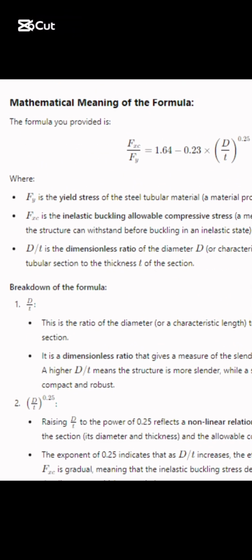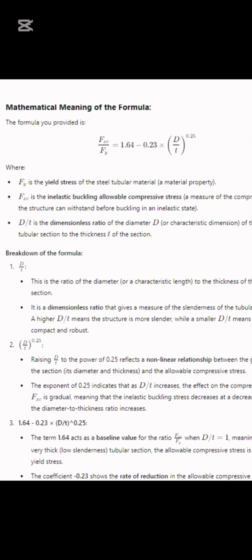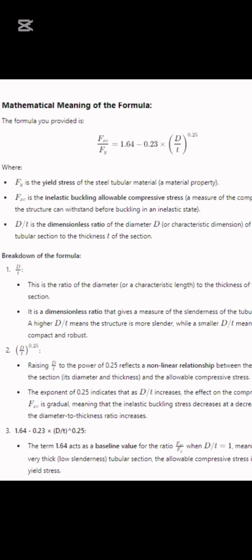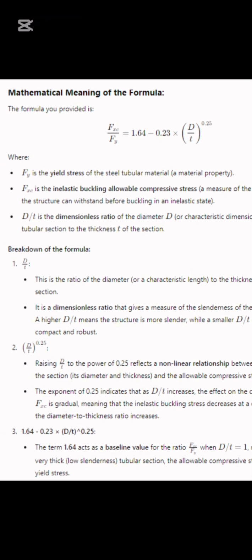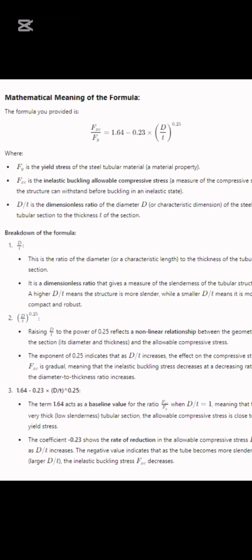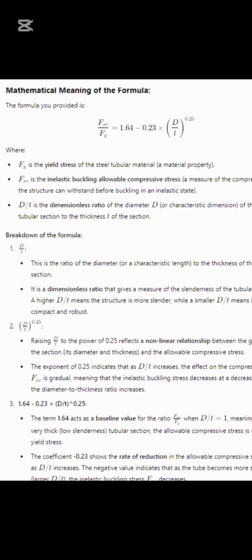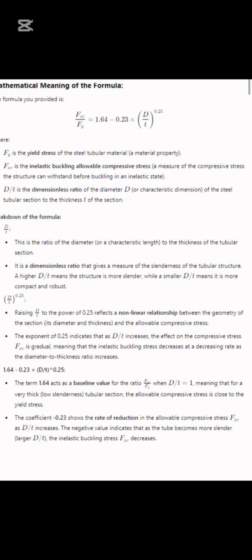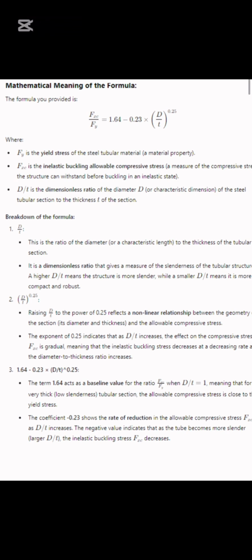Let's discuss the formula that relates the d/t ratio and yield stress and inelastic buckling allowable compressive stress. Here you see Fy is the yield stress of the tubular material and Fx is the inelastic buckling allowable compressive stress. d/t ratio is the dimensional ratio of the diameter d of the steel tubular section and thickness t of the section.